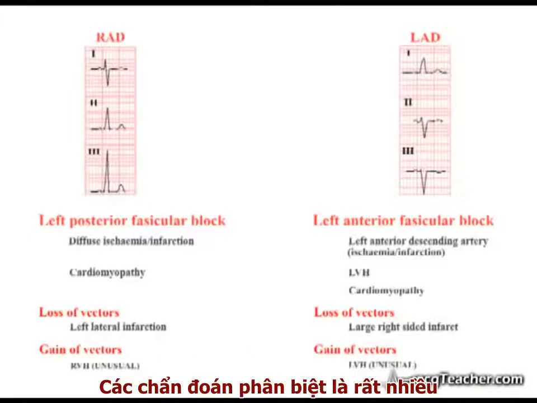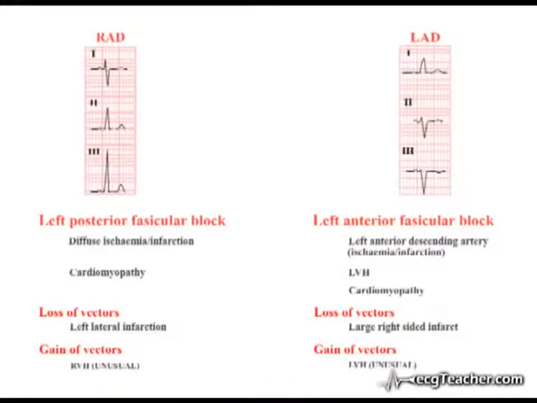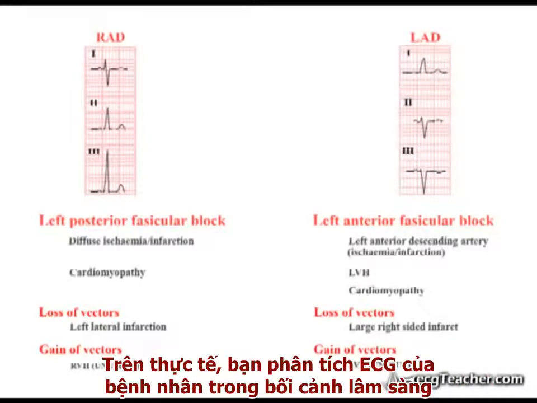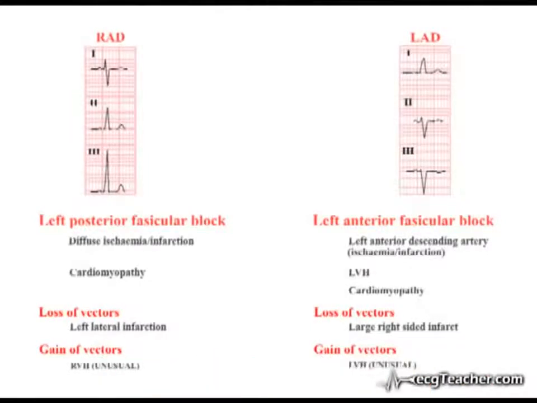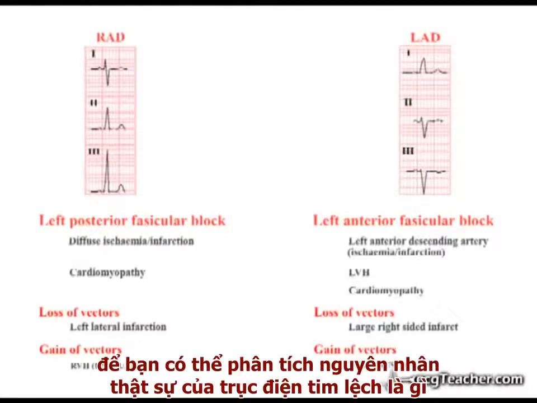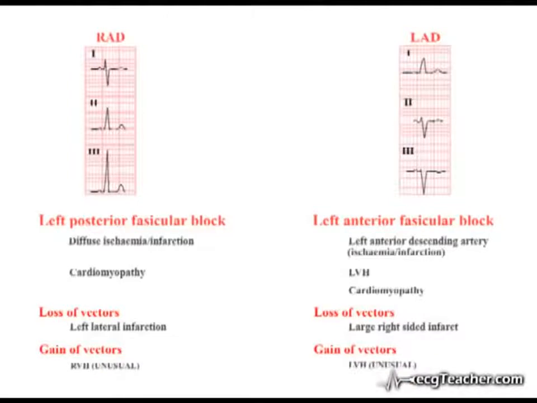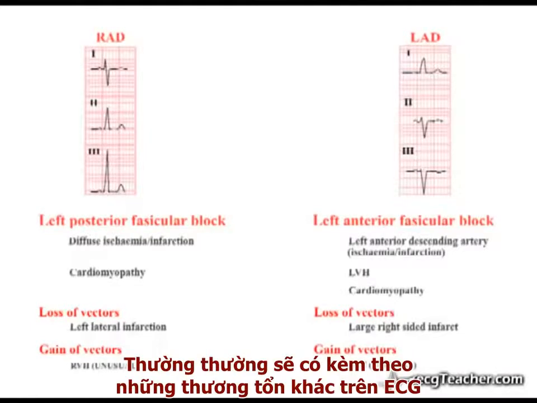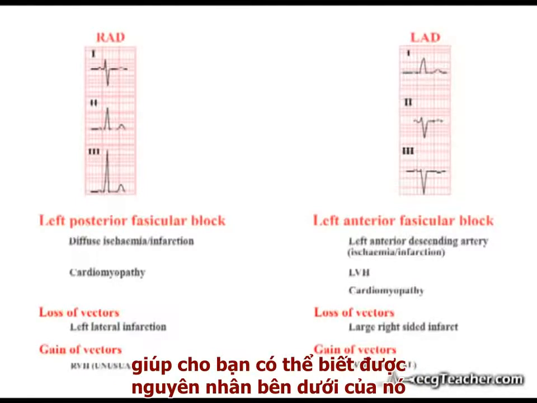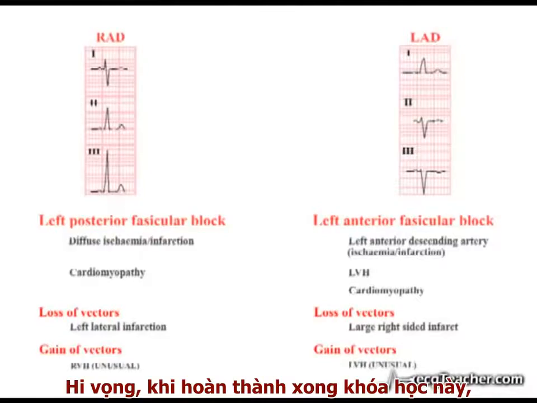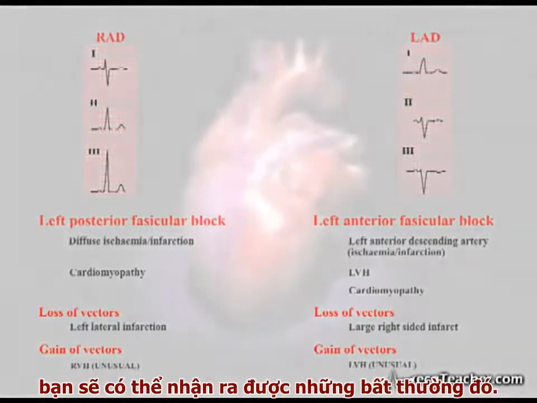However, the differential may already seem bewilderingly broad. That should not worry you at this point. In reality, you will be analyzing the patient's ECG in clinical context, and there will be clinical clues as to the underlying cause of any axis deviation identified. In addition, if significant axis deviation is present, there are generally other abnormalities present on the ECG which can help identify the underlying cause. Hopefully by the end of this course you will be able to recognize these other abnormalities.